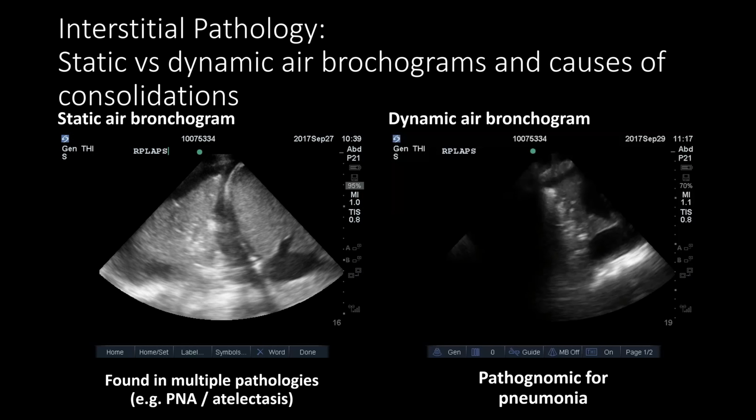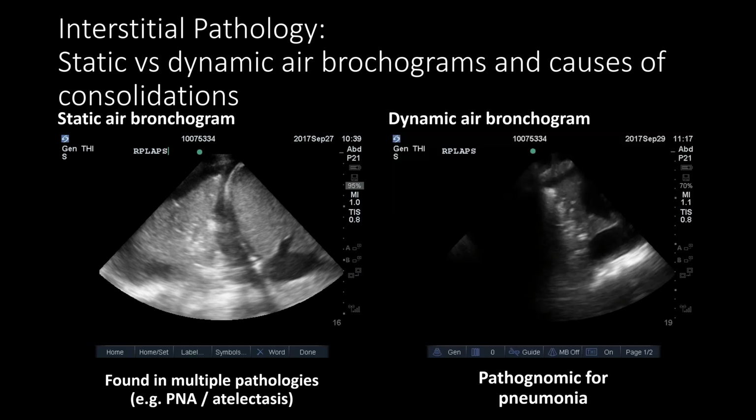Once a consolidation is identified, we next want to look for the presence of air bronchograms, which is essentially air that is trapped within terminal bronchioles due to the consolidations. The air bronchograms on ultrasound appear as hyperechoic punctate or linear lesions.